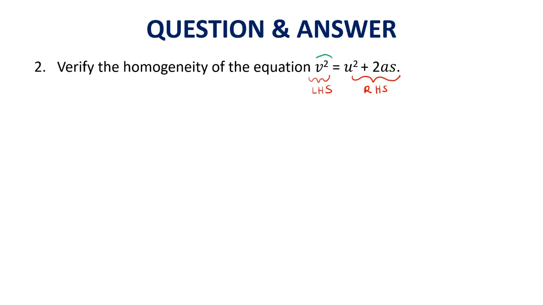First we have to check V square, and then after that we check U square, and then after that we check 2AS one by one. Okay, so first we check the left hand side first. Okay, V square. So we put V inside the square bracket.